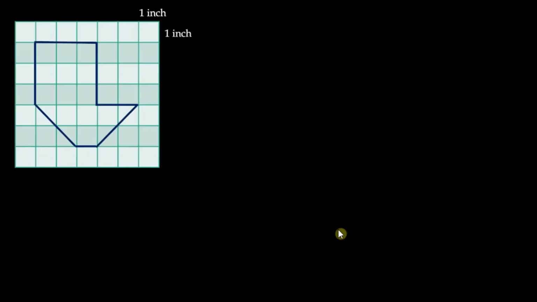Now let's find area of this shape on the grid. Here, each small square on this grid has a side of 1 inch. That means each small square is 1 square inch. Now have you noticed this shape does not fit perfectly on the grid? It does not have all whole squares. There is a triangle here, here, here and here too. Then how do we find the area of such a shape?